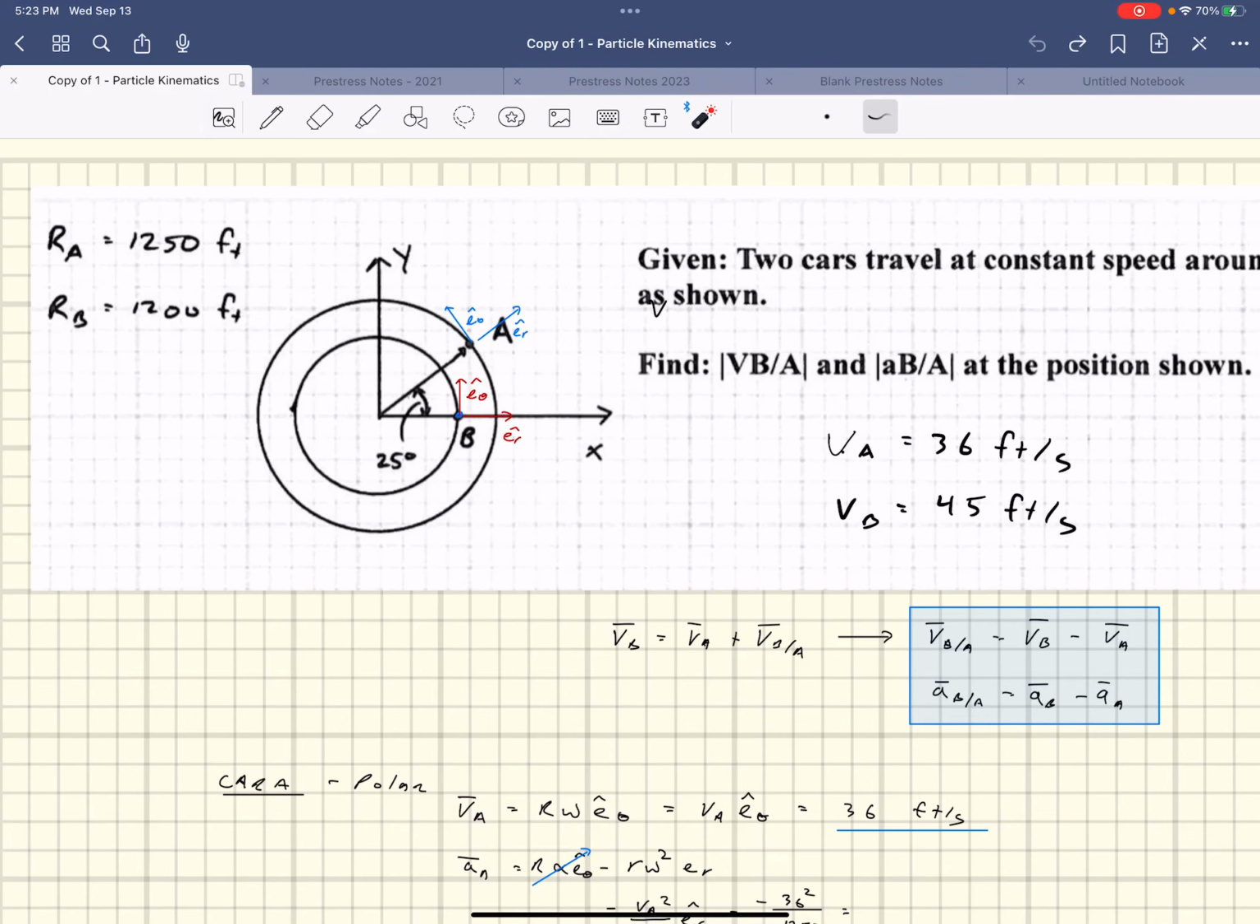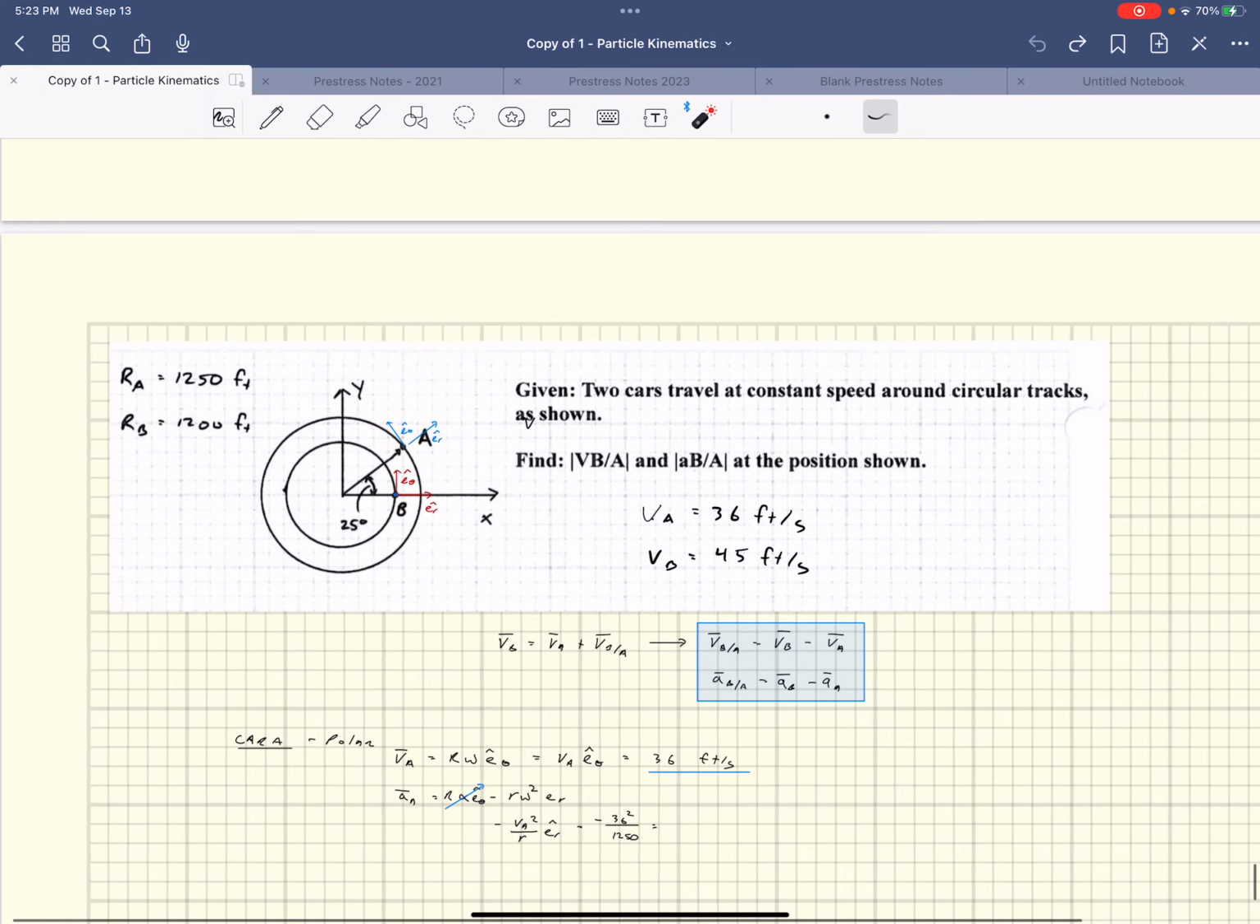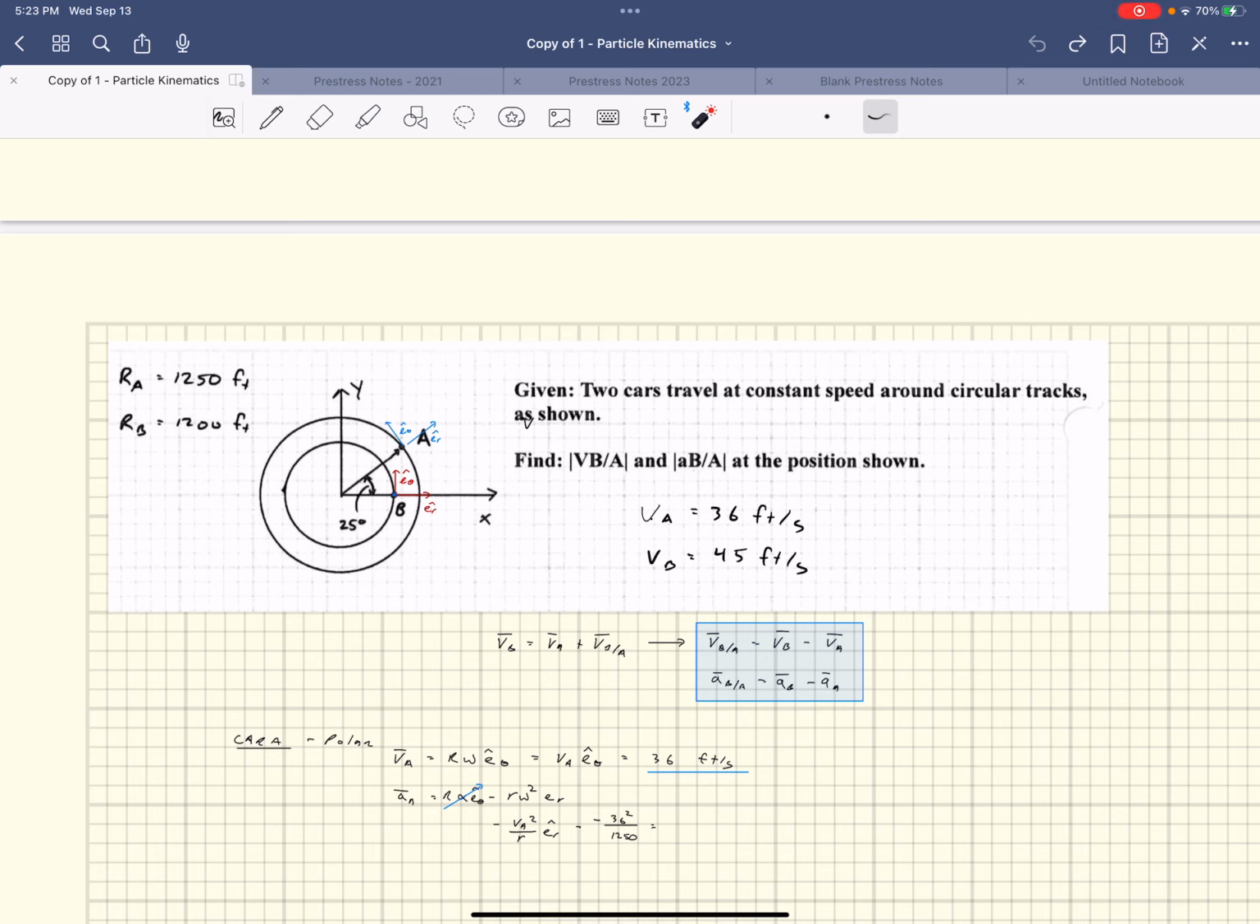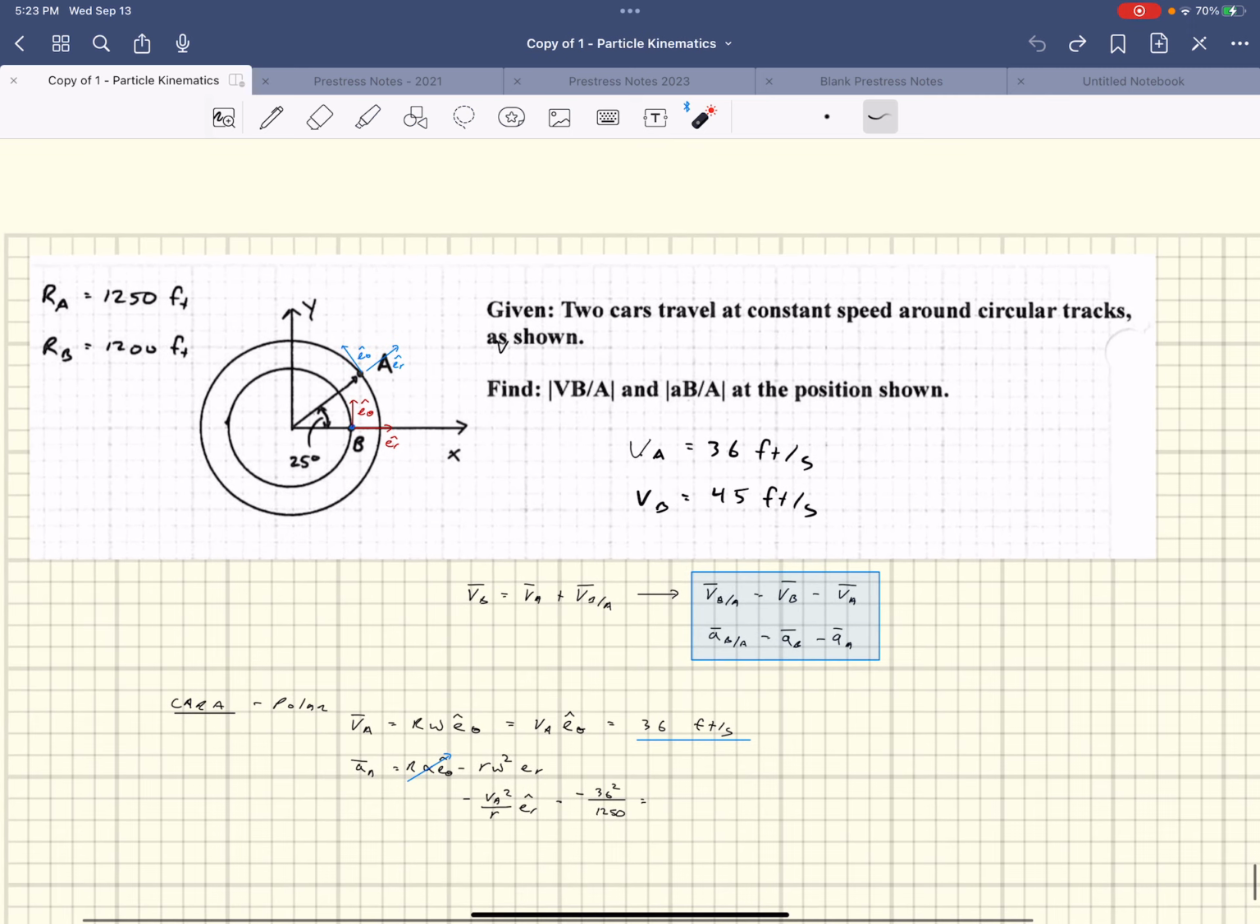Okay, as promised, let's finish up this last little example. It's a mixture between polar and cylindrical coordinates and relative motion, right? So, like we talked about in class today, we're after the velocity of B as seen from A. So what if I'm at A and I'm looking back at B? What does the velocity look like it's doing?